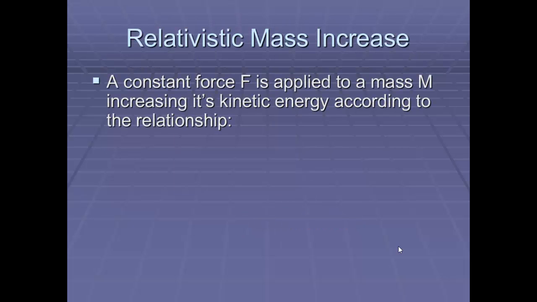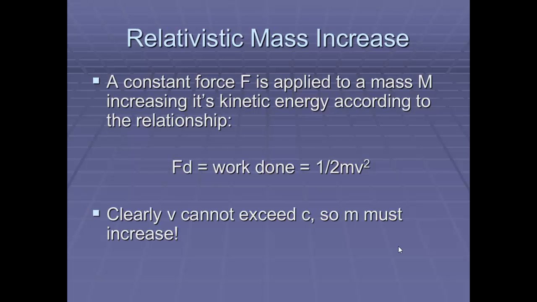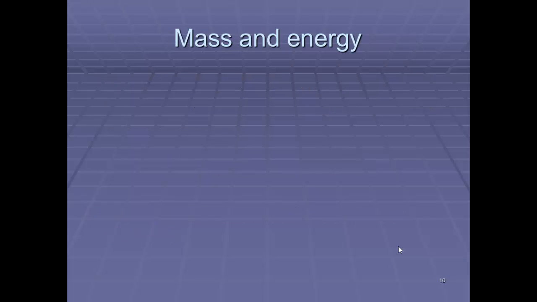So let's think about this relativistic mass increase. If I have a constant force applied to a mass, I'm increasing its kinetic energy according to the relationship force times distance equals work done, and that would be the increase in kinetic energy, half mv squared. Now, this clearly can't go on forever because v cannot exceed c. So therefore, the only thing that can be done is that the mass must increase. This is where the mass dilation becomes really important.